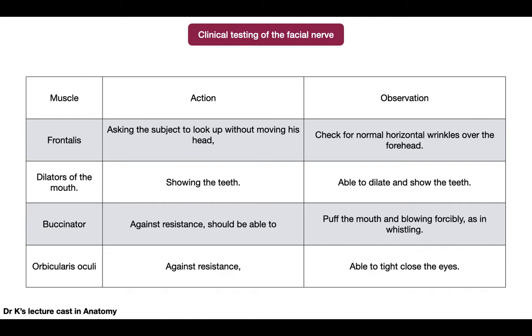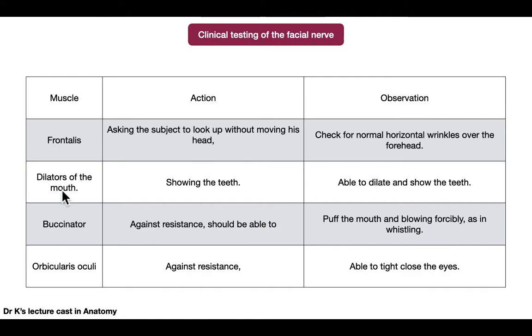So, here we already saw in facial nerve 1 presentation about the clinical testing of what muscles are checked: the frontalis, dilators of the mouth, buccinator, and orbicularis oculi. I'll add one more YouTube link at the end of this presentation so that you can see how the clinical testing of facial nerve is done.